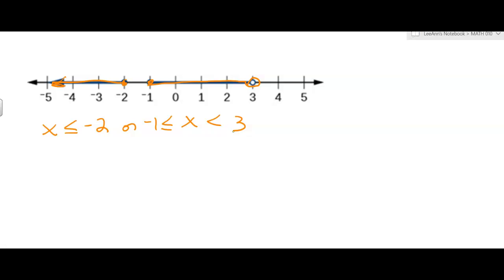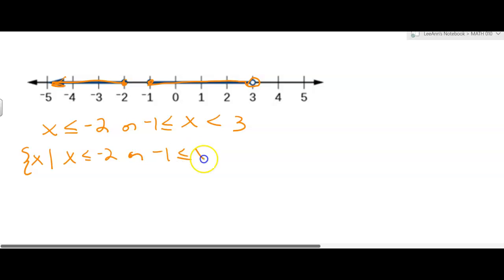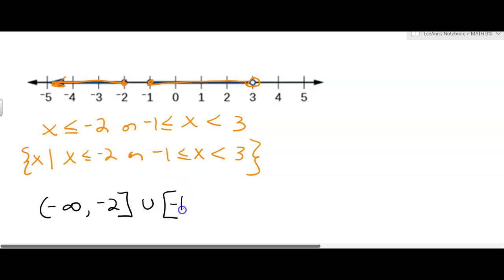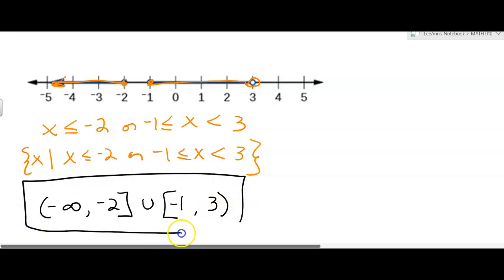For set builder notation, it looks very similar. It's the set of x such that x is less than or equal to -2, or x is greater than or equal to -1 and less than 3. And then for the interval notation, it would look like -infinity to -2, and that's going to be a square bracket because we're including it, union, square bracket, -1 to 3, parenthesis. That would be the interval notation. Okay?